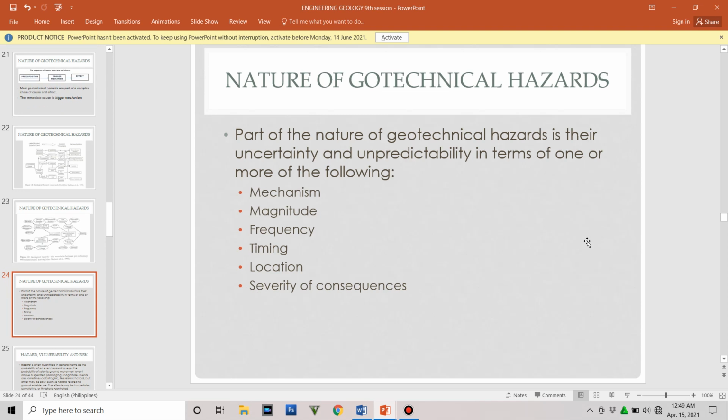So the nature of geotechnical hazards. Part of the nature of geotechnical hazards is their uncertainty and unpredictability in terms of one or more of the following: the mechanism, magnitude, frequency, timing, location, and severity of consequences. So such situations lend themselves to statistical method, which when combined with deterministic process mechanics result in a powerful methodology for coping with geotechnical hazards in the society level.